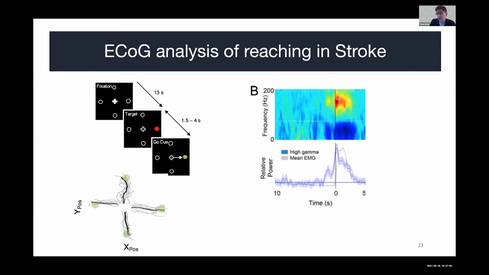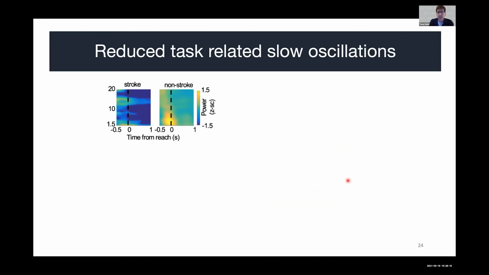The high frequency activity is likely indicative of the spiking activity of individual neurons. So that was there, but this low frequency activity that I was talking about in the rodent, that was very much lacking. This high gamma was high, and this is the mean EMG activity, but the low frequency activity wasn't there. And this is average for the stroke patient in this plot.